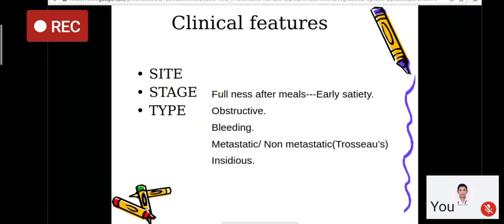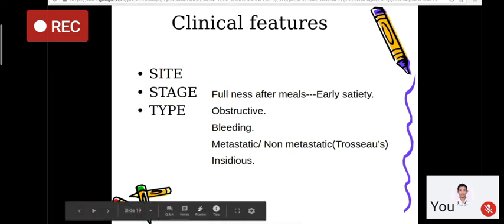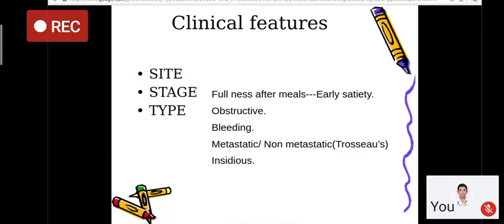They can present in a non-metastatic form. That means a person is presenting with deep venous thrombosis, or superficial, fleeting thrombosis at various places, and one is not able to know the cause of this thrombosis. Once you investigate, you find that there is a lesion in the stomach. And sometimes these patients present insidiously, with just loss of weight and loss of appetite, and there is no other symptom.